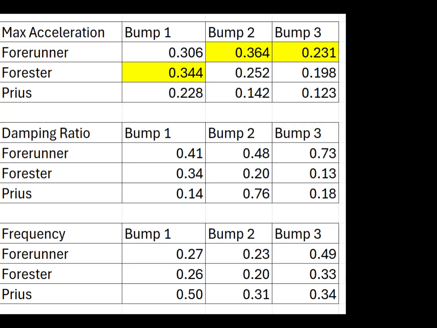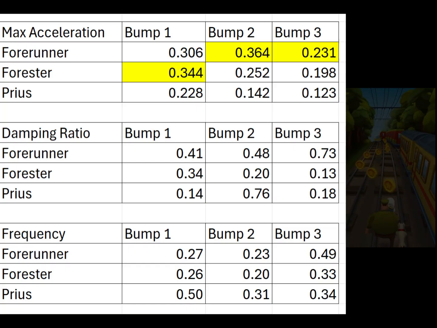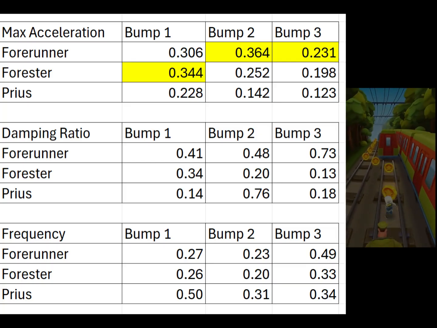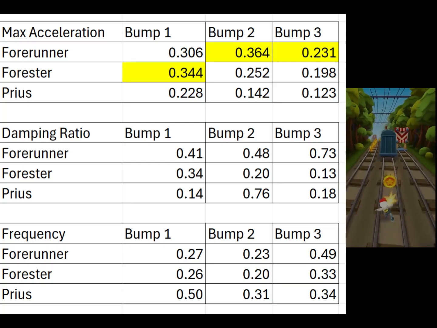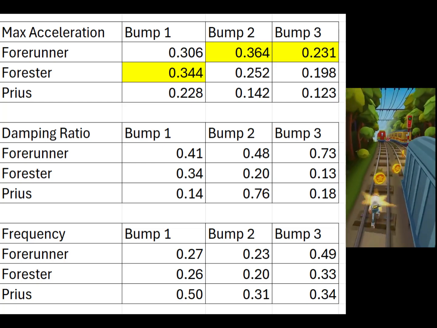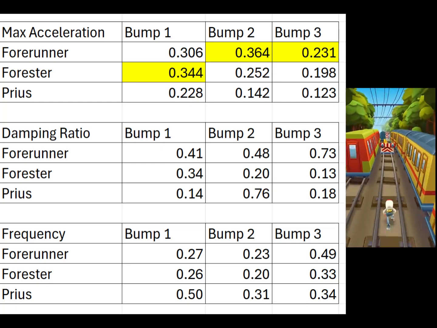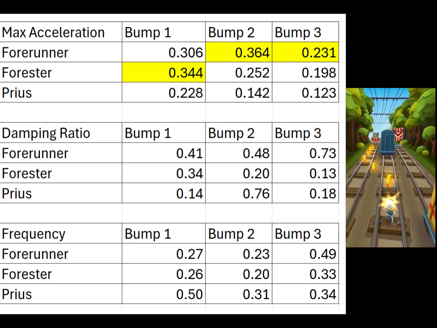From the data that we found through our trials, we were able to put it in MATLAB and find the maximum acceleration, the damping ratio, and the frequency. For the maximum acceleration, we decided that it would be important to look at the peak acceleration at each bump for each car. The Forester had the peak at bump 1, and the 4Runner had the peaks at bump 2 and 3. The maximum acceleration is what's going to impact the person driving the car the most. That's why we determined that that would be a good thing to look at.